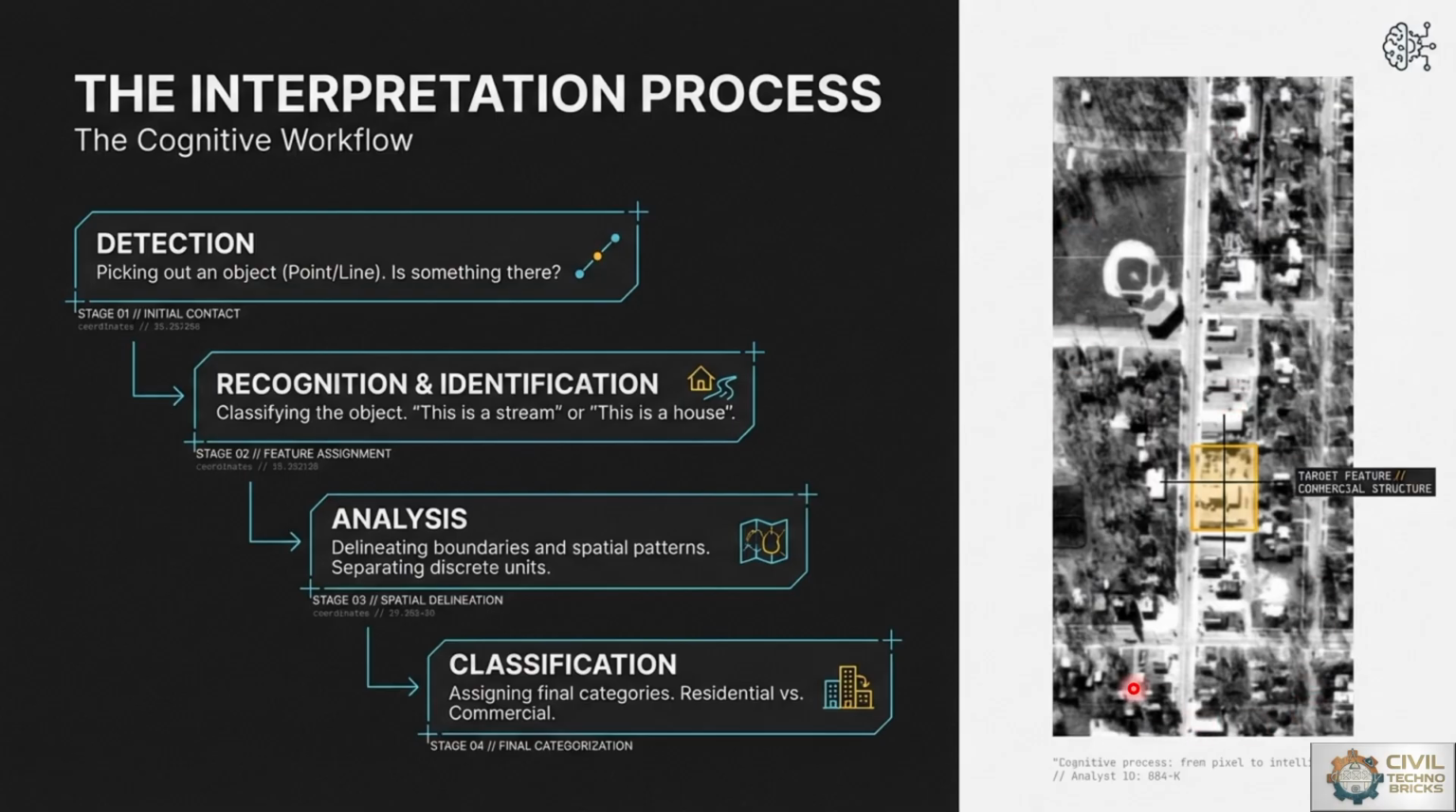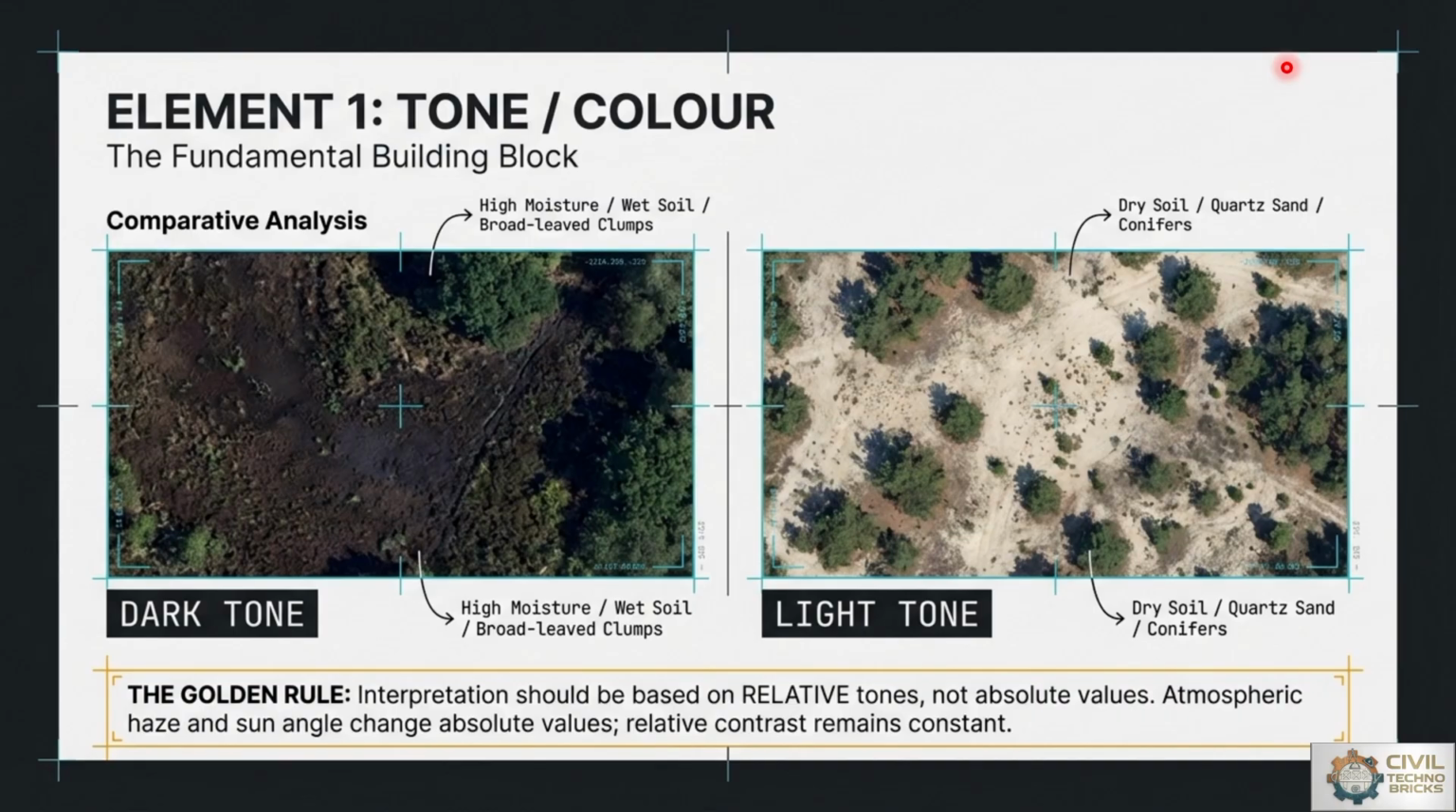We see the first element, tone or color, that is the fundamental, basic or initial building block. With reference to that, two images are there. In the comparative analysis, we see the image which has the exact middle center point where high moisture, wet soil or broad leaf clumps are captured, which is a dark tone with reference to brightness, where high moisture, wet soil and broad leaf clumps are marked or noted.